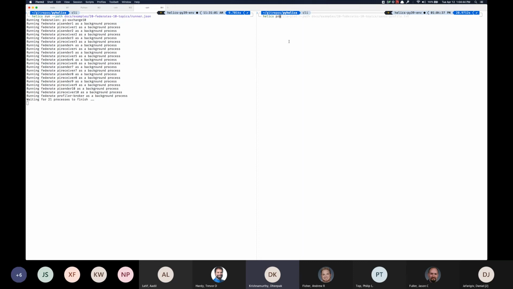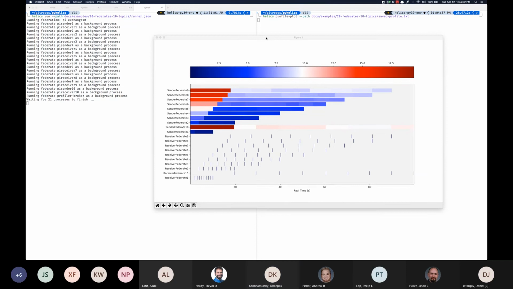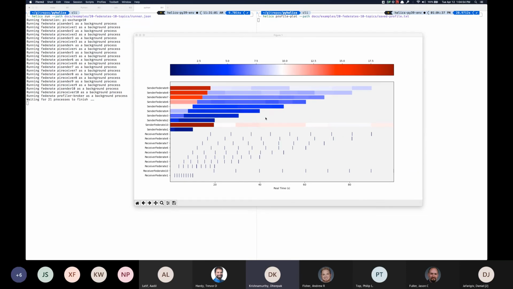And we have some functionality to plot it. So this hasn't completed yet, so I'm plotting some information that I've already saved. And this is what it kind of looks like. So this is a heat map of how much time all the different federates are spending just waiting or doing some computational work.